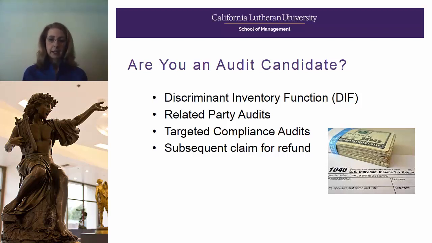Another way that a taxpayer can be pulled for audit is a related party audit. If a business is being audited, the shareholders, the owners, the partners may also be subject to audit based on any adjustments that might be made through the company. There are targeted compliance audits. Sometimes the IRS is concerned with S corporation shareholders, with people in certain industries, with people with a certain number of losses over the years. Those are targeted compliance audits.